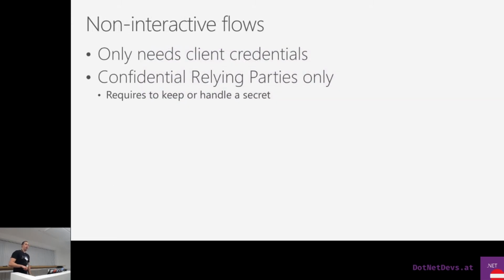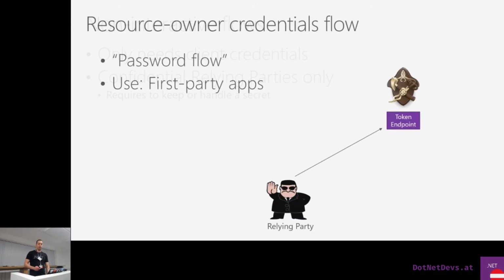So I mentioned there are a few special flows as well, and there are also non-interactive flows where the user doesn't do anything. And there are two use cases where this can be done. But this can only be done with confidential clients, because we think that this client can actually keep a secret. So one would be the resource owner credential flow. The resource owner is the actual user, and its credentials would be like passwords. And this is also called the password flow.